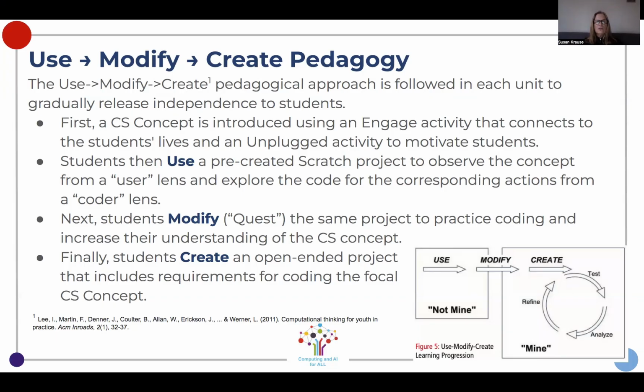The students then use the pre-created Scratch project to observe the concept from a user lens and explore the code for the corresponding actions from a coder lens. Next, the students modify the same project to practice coding and increase their understanding of the CS concept. And finally, students create their open-ended, unique project that includes requirements for coding the focal CS concept.